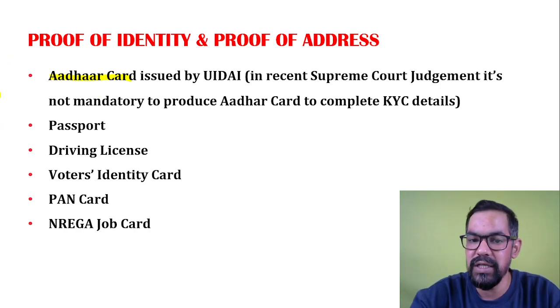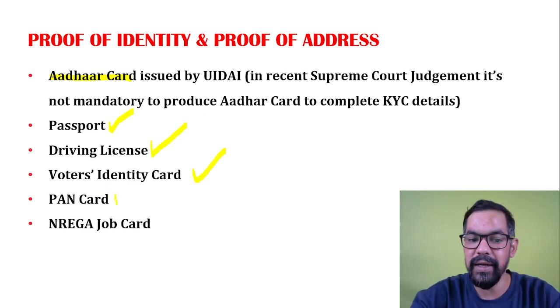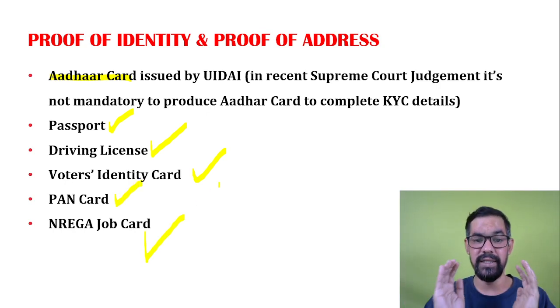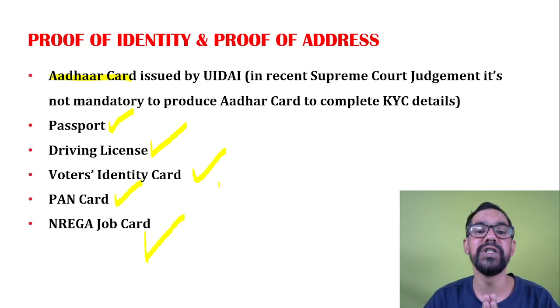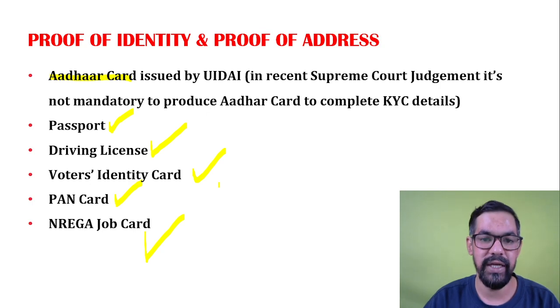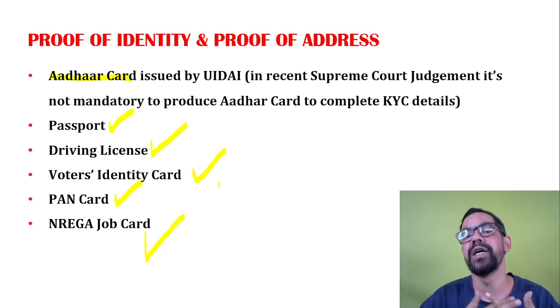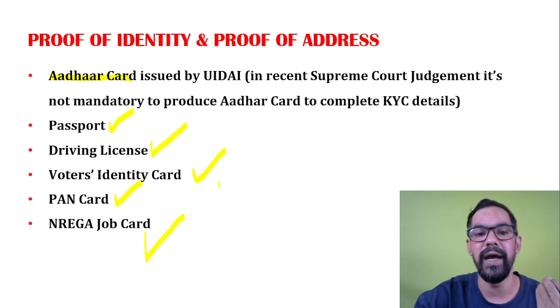Apart from this, we have the passport, so you can present a passport as well. You can present a driving license, voter identity card, PAN card, and we have the MGNREGA job card. So these are the six officially valid documents, categorized by the Government of India as well as RBI for the identification process, and you can present them for address proof as well.